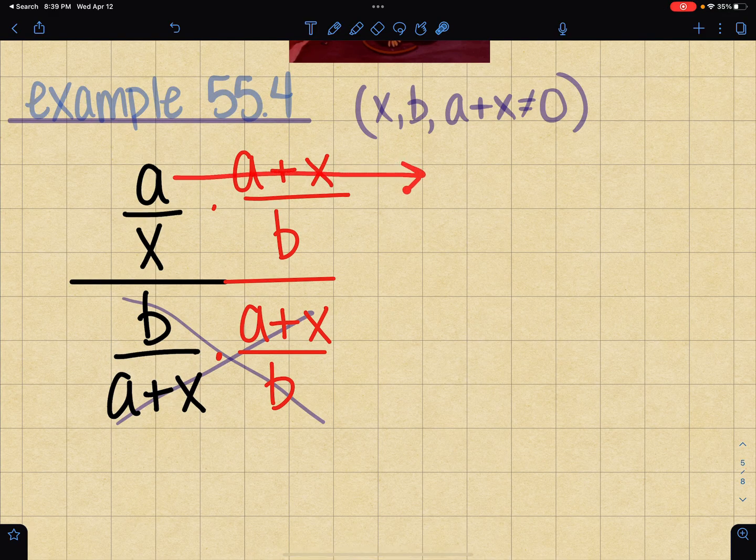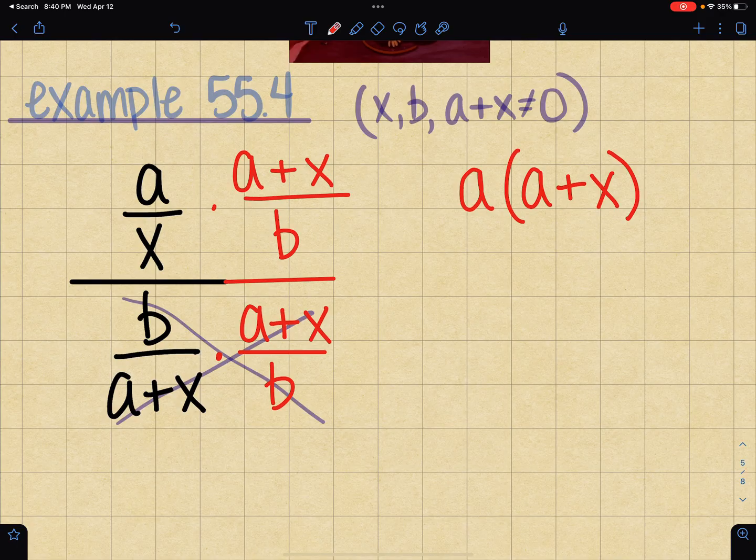This times this. Now, you have to be careful here because the parentheses are helpful. I'm going to show you the wrong answer. What if I just did this? A times a plus x, and then it would be a squared plus x. No, that's the wrong answer.